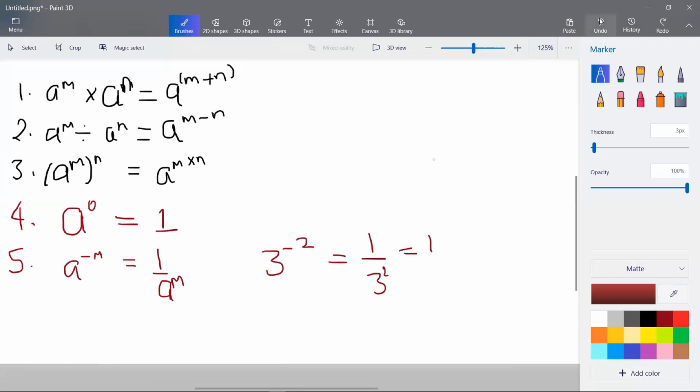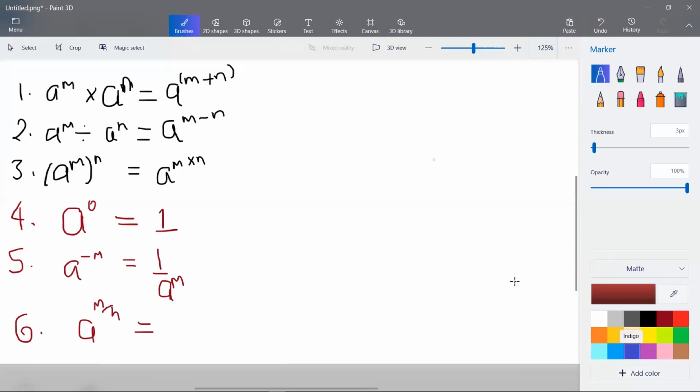So as you can see, guys, these indices are not difficult to understand. All you need is to master these laws very well, and then you can solve any math problem involving indices. Number 6, which is a bit tricky, you can be given something like a power m over n, where the power is a fraction.